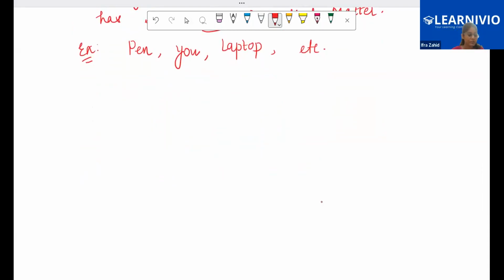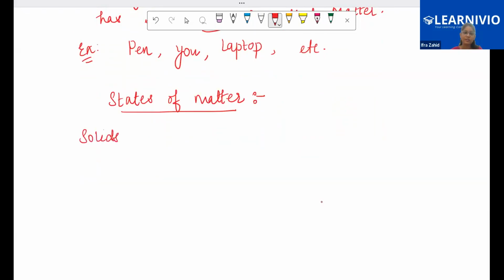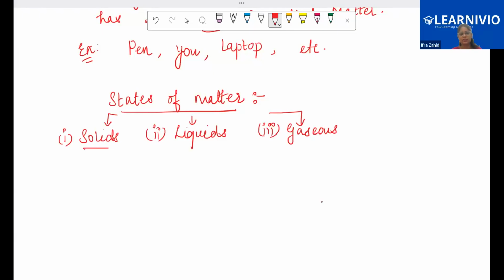Now, if we talk about states of matter, how many states of matter are there? Liquid, solid, and gas. Solids, liquids, and gas, right? Yes, ma'am. These are the three states of matter. Now, can you tell me two properties of each of these states? How do you differentiate these states?